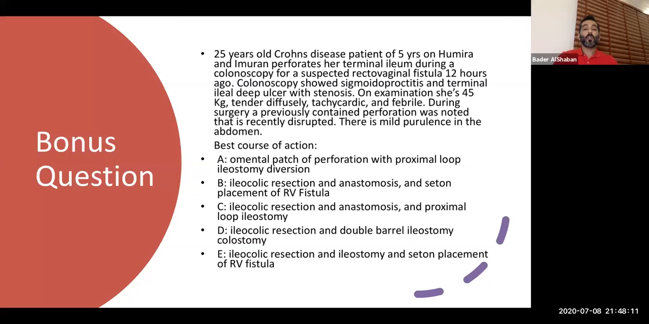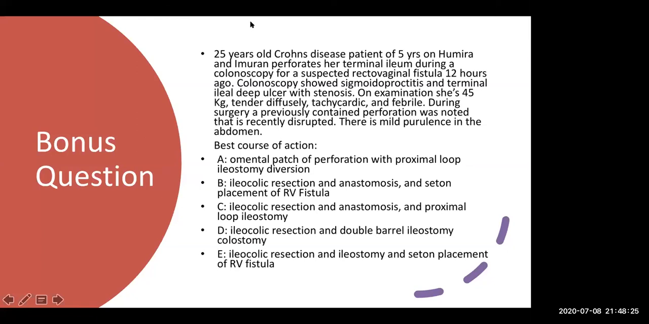And I would kindly ask that the senior level residents and above answer this question, because I want to have a fair idea about their decision management. Right. So, would you mind reading the questions for the audience, doctor?